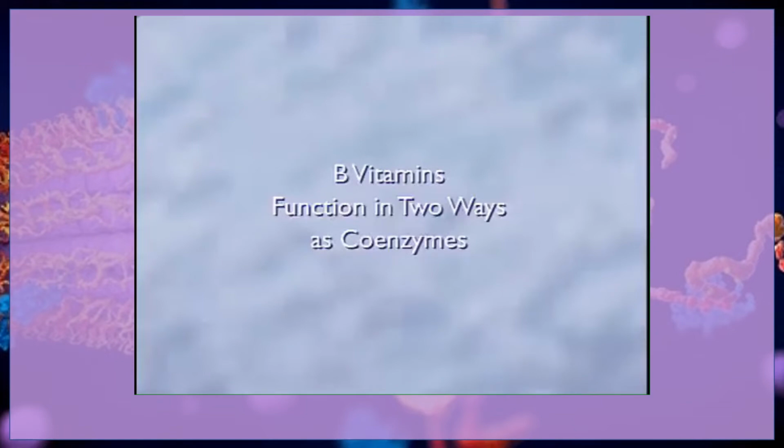This animation demonstrates how B vitamin coenzymes must be present in order to enable some enzymes to carry out their functions. Many of the B vitamins assist in the complex biochemical processes that produce energy from food. The B vitamins are essential parts of coenzymes. Coenzymes are part of the machinery that allows reactions to take place.